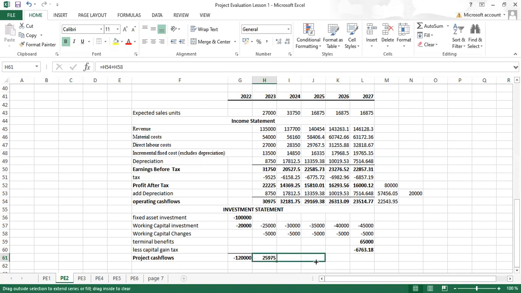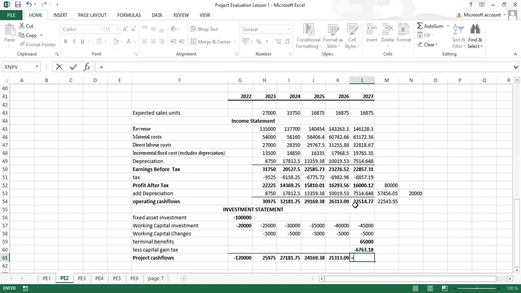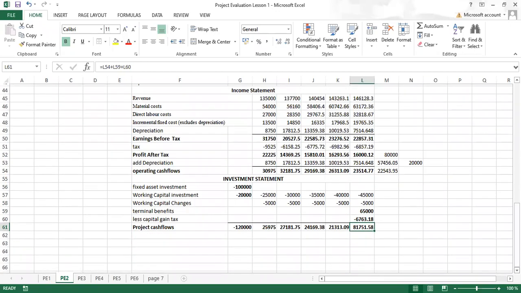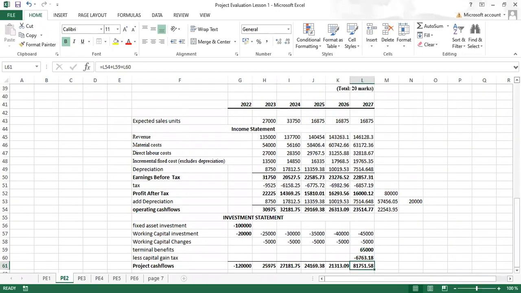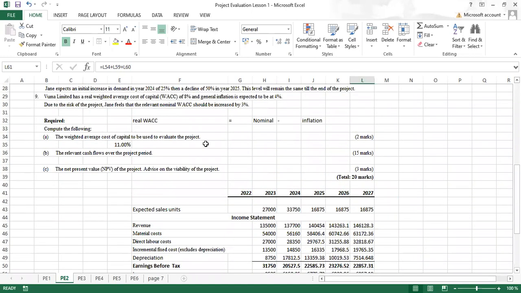Because there is no outflow, we'll go up here, up to here. Then equals. This one will be our operating cash flows plus our terminal benefits, because we will be receiving them there, less the capital gain tax. It's a negative format, that's why I'm adding it. Control B, Alt HBP to put a top border. From there we have now estimated question part B. You see it was very long, the relevant cash flows for the project period.